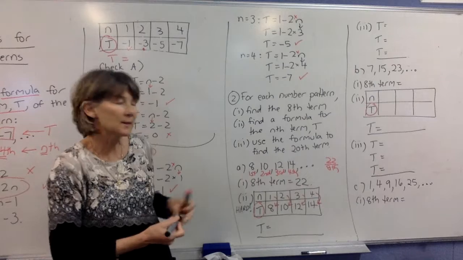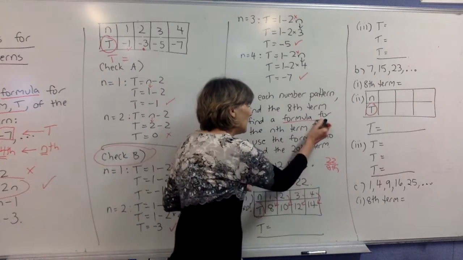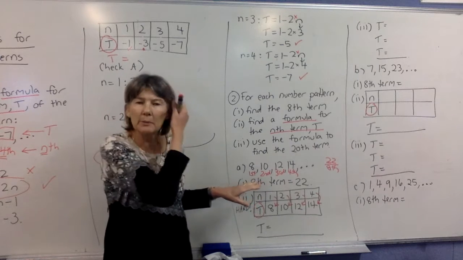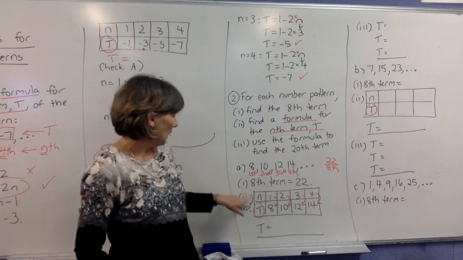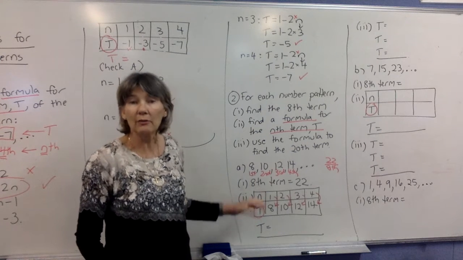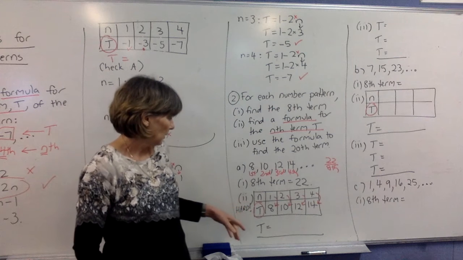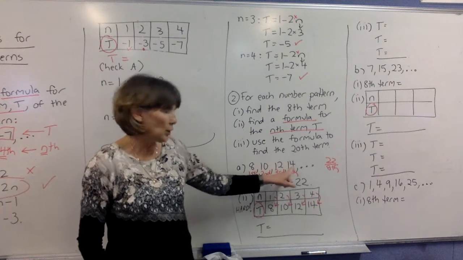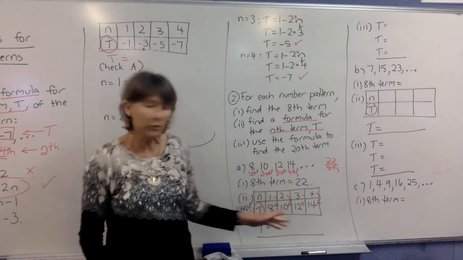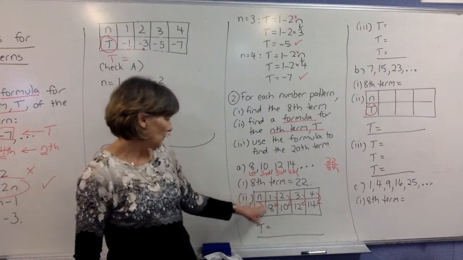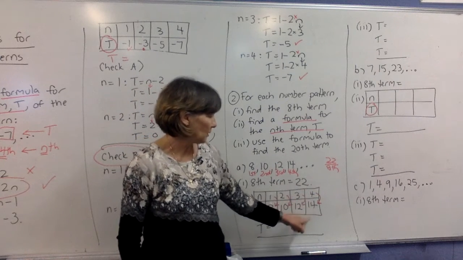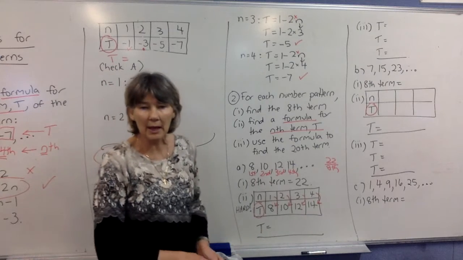All right, the next part says, now this is where we're up to finding a formula for the nth term, which we're calling t. So we're going to set this up the way we did before. So we've got a table. Up the top we have n for the position of the term, and down the bottom we have t for the actual value of the term. All right, so we've got 4 terms here. So we've got 1, 2, 3, 4, meaning first, second, third and fourth. Then we have the first term is 8, second term is 10, third term is 12, and the fourth term is 14. So we've completed our table.